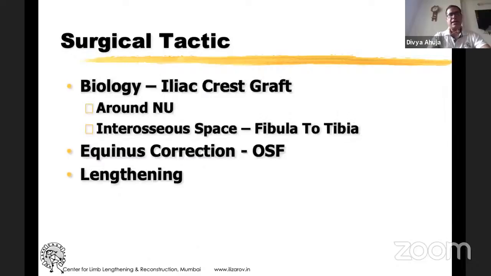For the biology, add in iliac crest graft, not only around the non-union site, but also in the interosseous space to get a cross union between the tibia and the fibula. Correct the equinus with the ortho SUV this time, and add lengthening because now we will be excising more bone and correct the LLD as well.